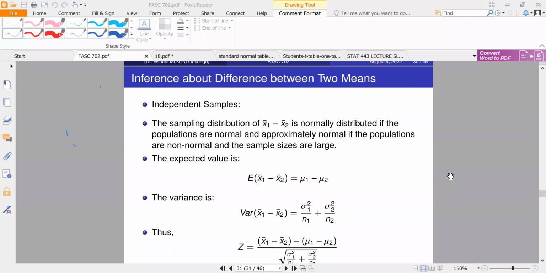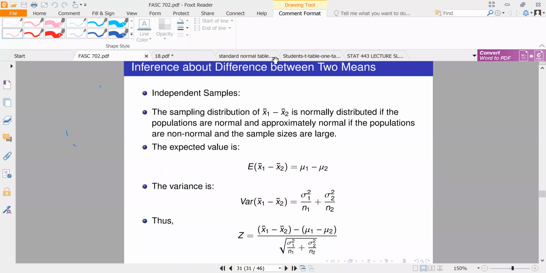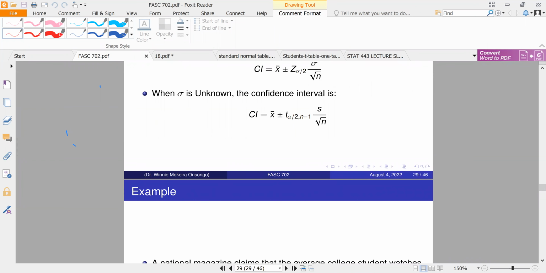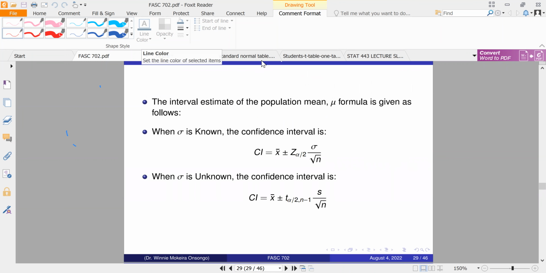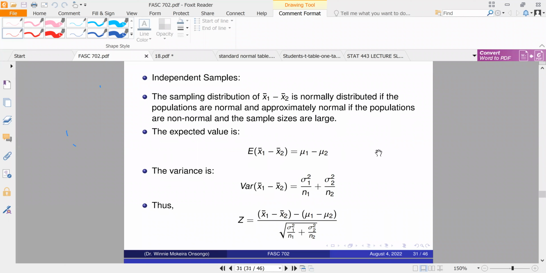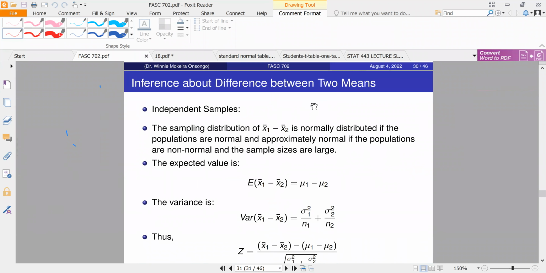Now, that is how you calculate the confidence interval, the confidence interval for a parameter like the population mean. Now, in the next case, we are having cases of inferences. In this, we want to make inference about the difference between two means. What happens here is that you are having two populations, and you want to compare.